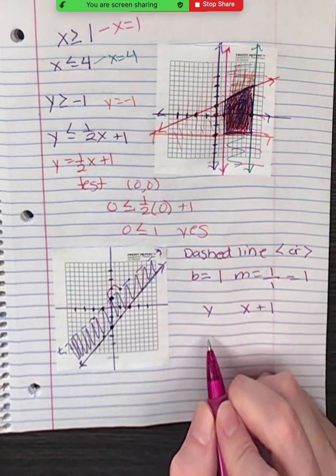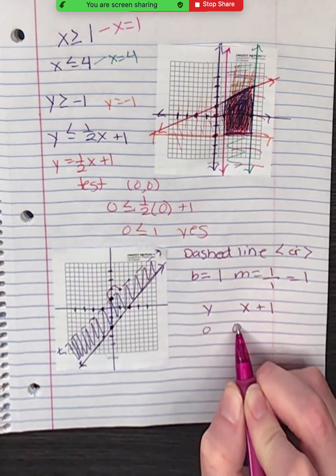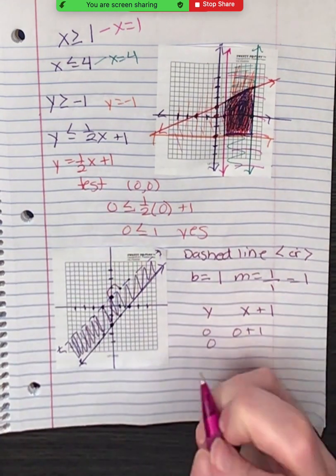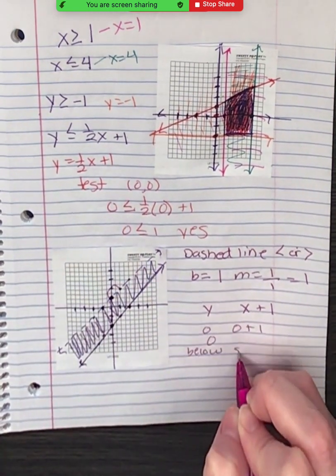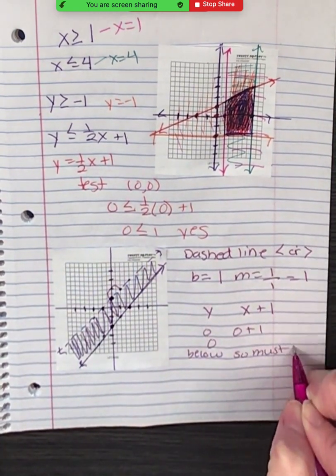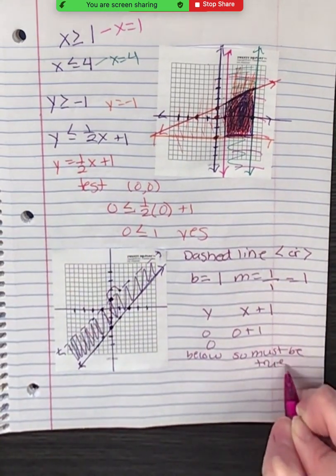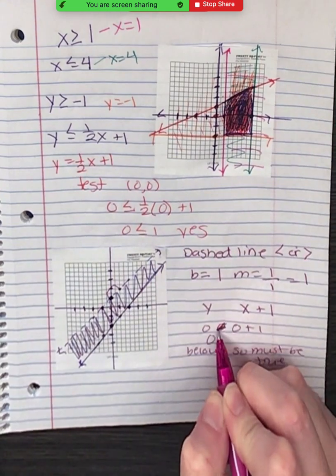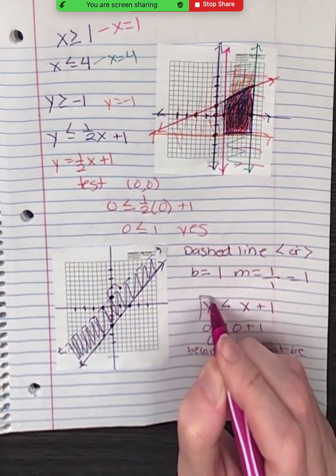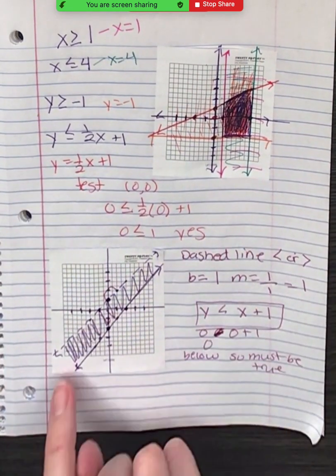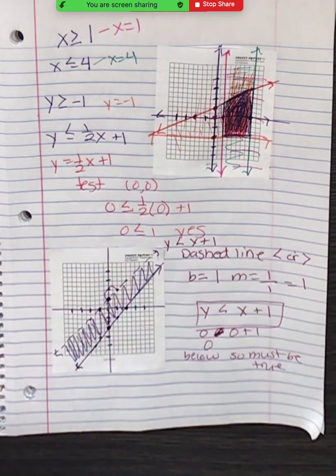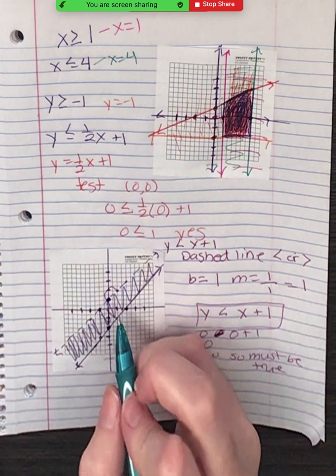We want 0 compared to 1 to be true because it's shaded below. Because 0, 0 is part of that solution. So 0 is less than 1. So that's our first line, right? For this top one, y is less than x plus 1. For the second one, we're going to do the same thing.